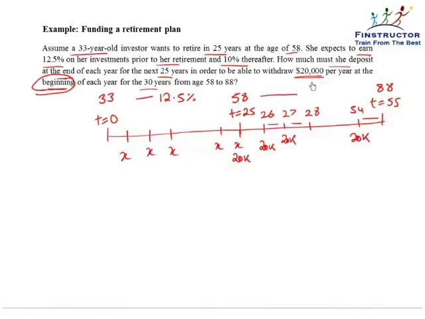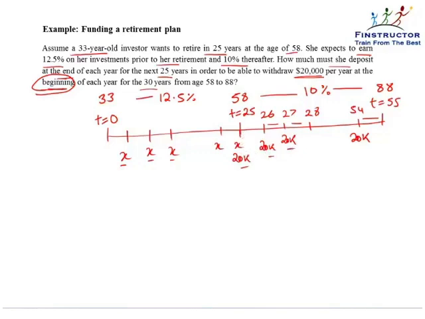In the second period, or in the time during her retirement, her investments will be moved to less riskier bets and she expects to earn only 10%. So how much is this amount X that she must deposit every year for the next 25 years so as to be able to make these withdrawals of 20k in the 30 years of her retirement? The withdrawals happen at the beginning of the year.